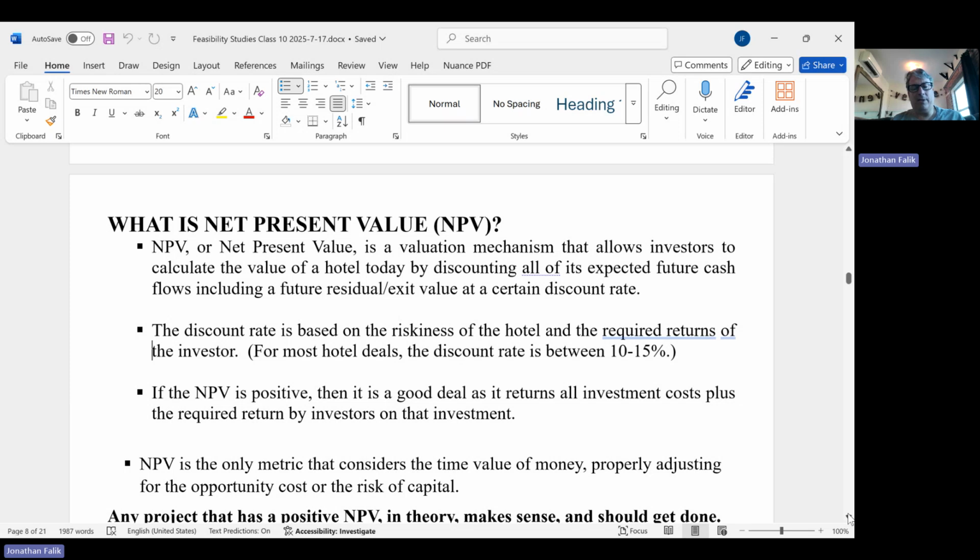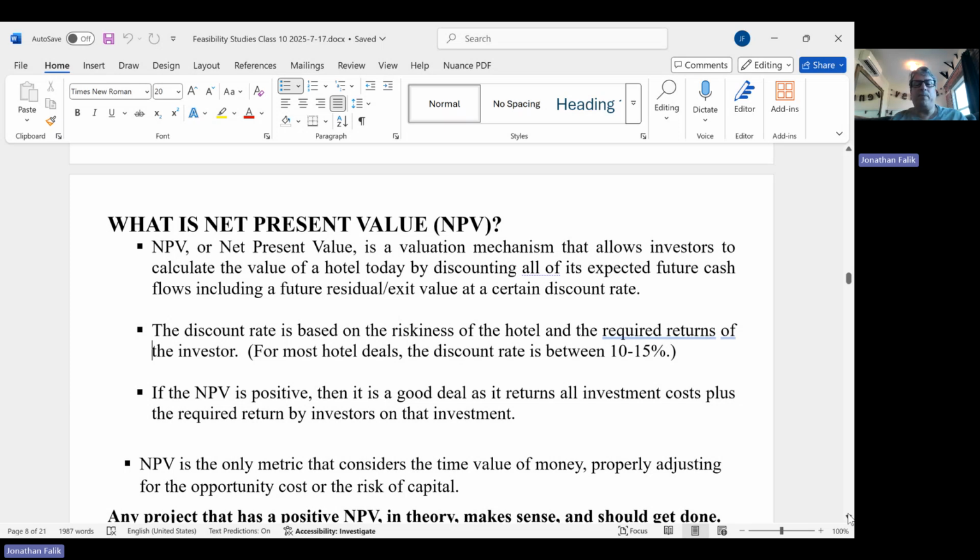We're going to do that in the model, and you're going to do that as the final step for your group project, because the only way you can determine if a project is feasible is to take all the projections and cash flows, discount them back to today, and then compare that to the development cost. If the net present value is above the development cost, it's feasible. And if the net present value is below the development cost, it is not feasible.